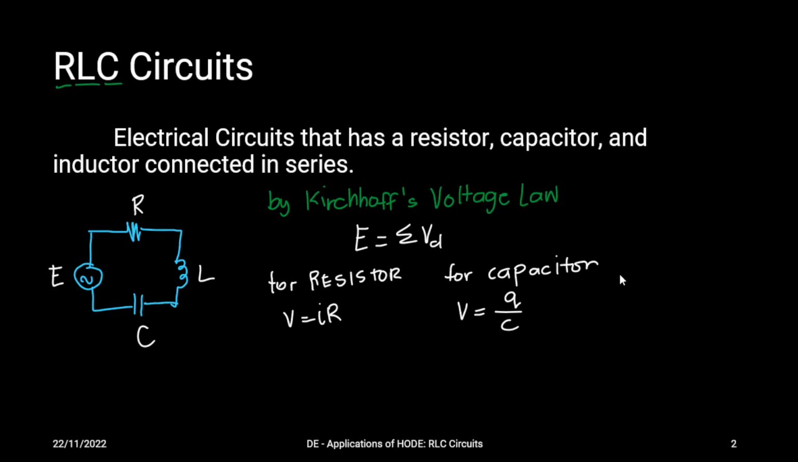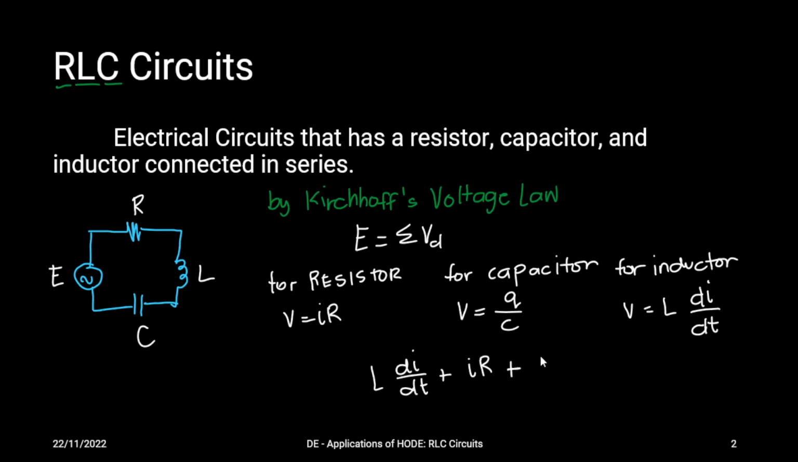Then for the inductor, this is V is equivalent to the inductance multiplied to the derivative of the current in respect to time. So yan yung mga voltage drops natin. By equating all of these voltage drops to E, so yung summation yan, we have L di over dt plus IR or RI plus Q over C is equivalent to E. So this is our working formula.